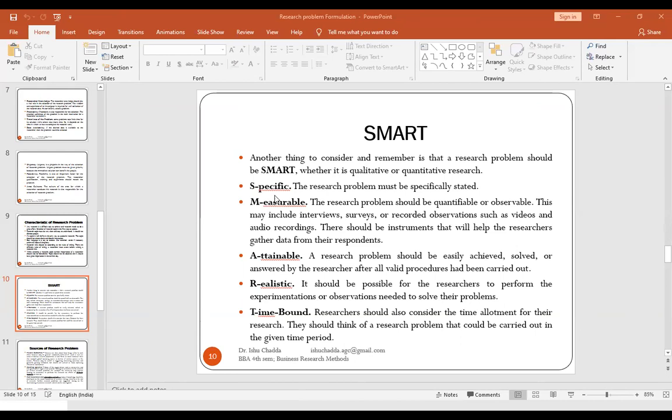The next is attainable. A research problem should be easily achieved, solved, or answered by the researcher after the valid procedure has been carried out. Realistic: it should be possible for the researcher to perform the experiments or observations needed to solve their problem. And time-bound: researchers should also consider the time allotment for their research. They should think of a research problem that can be carried out in a given period of time.